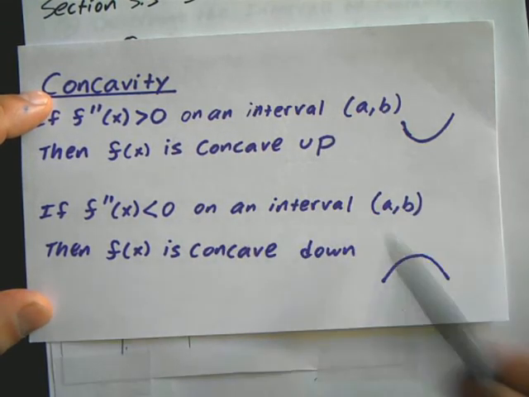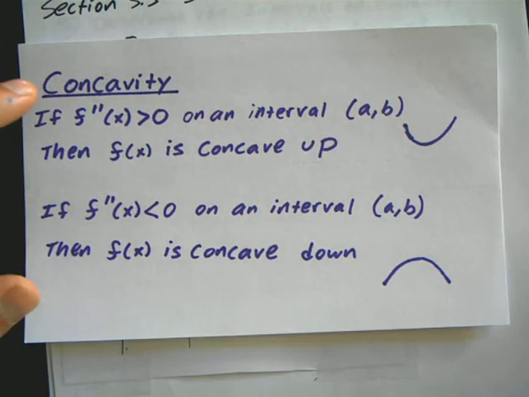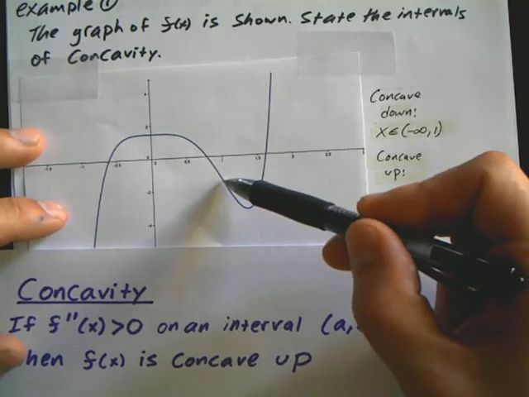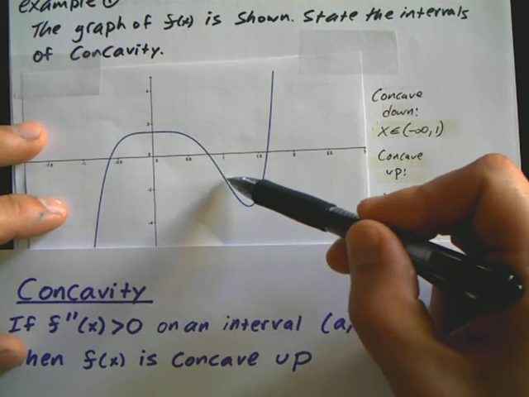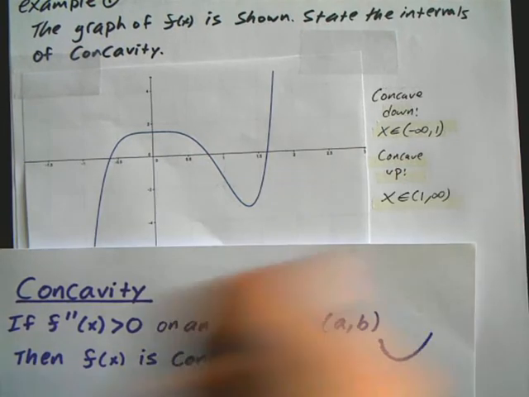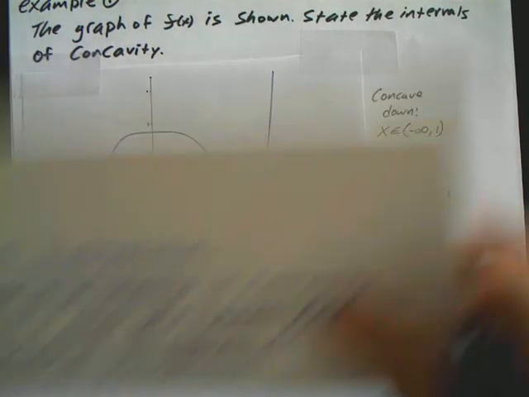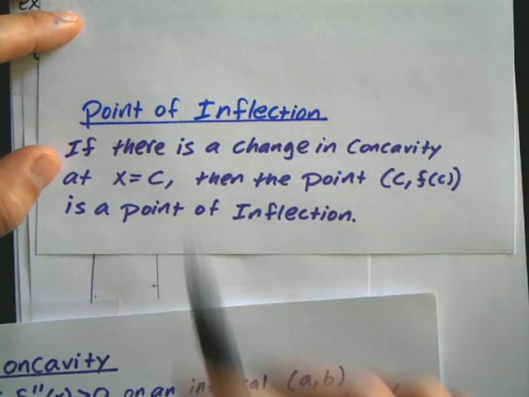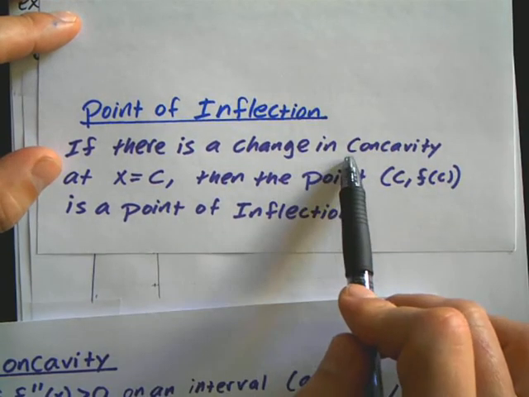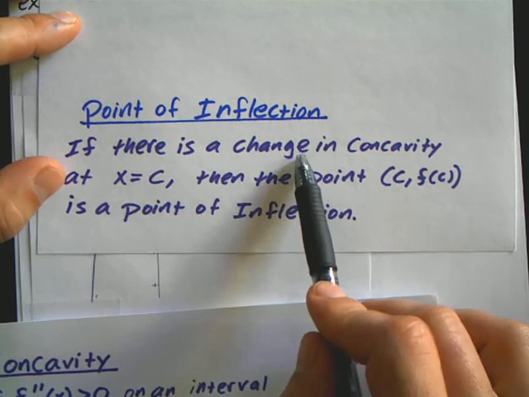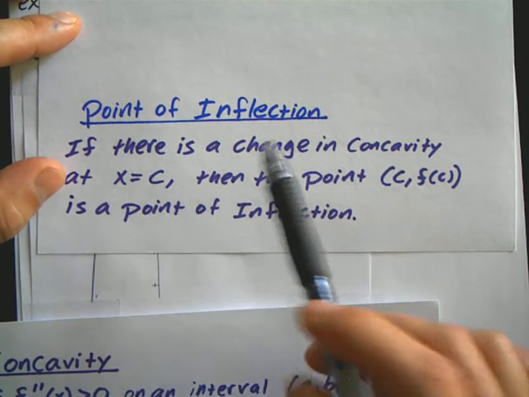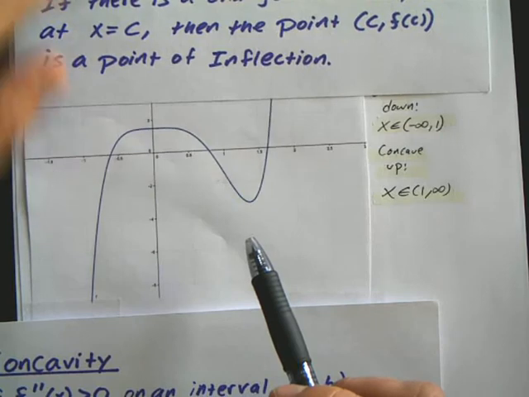And going back to this example, where this is switching concavity from concave up to concave down, that transitional point does have a specific name. That's called a point of inflection. So a point of inflection is whenever the graph or the second derivative switches concavity from either concave up or concave down, and vice versa. So in this example, the point of inflection would be at x equal to 1.